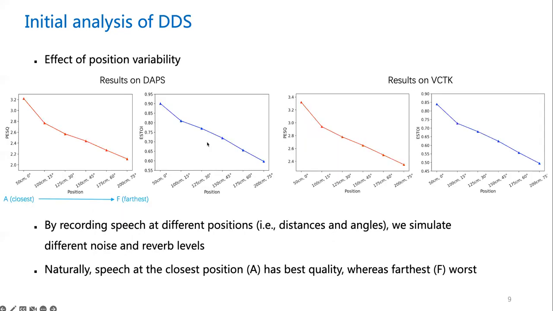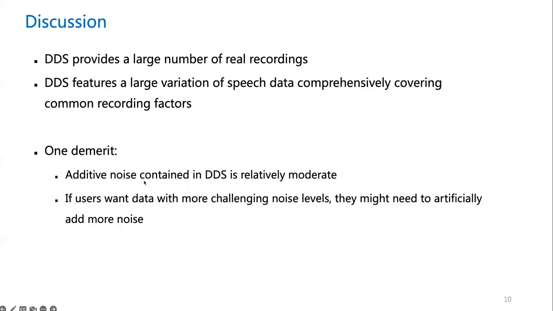These figures show the quality and intelligibility scores at different recording positions. By recording speech at different positions in terms of distances and angles, we simulate different noise and reverberation levels. And very naturally, the speech recorded at the closest position, which is position A, has the best quality and intelligibility, while the farthest position, which is position F, has the worst sound quality.